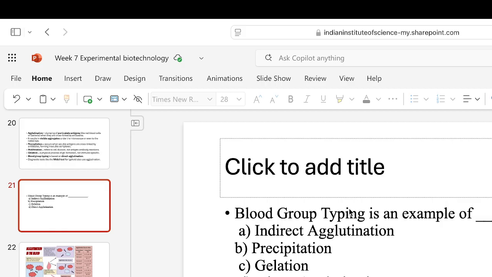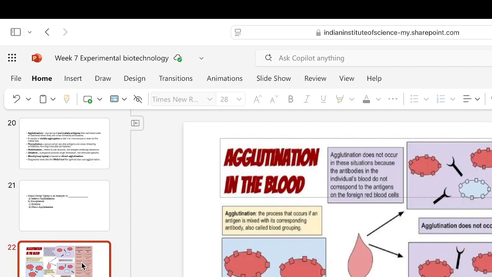So in blood group typing, it is direct agglutination because you just take your blood, you have none of these carrier molecules, you have the antigens present on the RBCs that would help you identify your blood group. Right, this is just a schematic to tell you how agglutination happens, and this visible clump is a result of your agglutination.